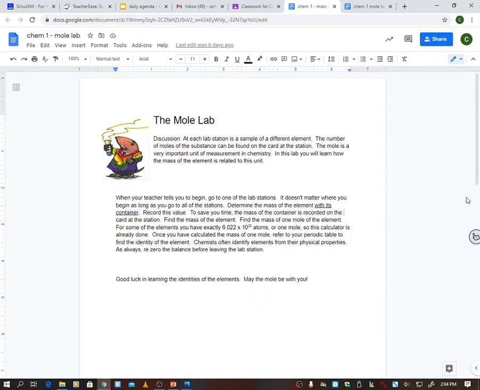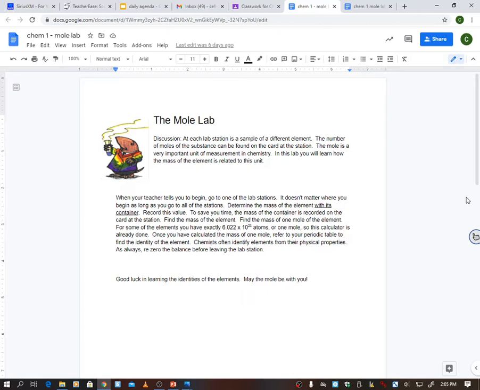But anyways, the mole lab says that each station is a sample of a different element. The number of moles of the substance can be found on the card of the station. The mole is a very important unit of measurement in chemistry. In this lab, you will learn how the mass of the element is related to this unit. When your teacher tells you to begin, go to one of the lab stations. It doesn't matter where you begin.